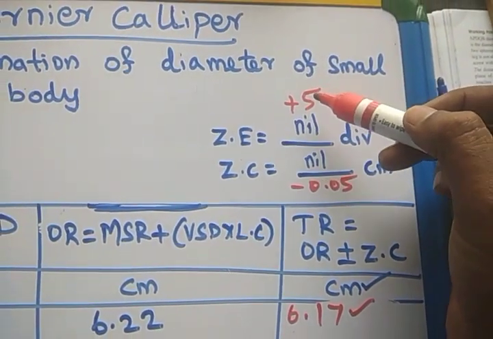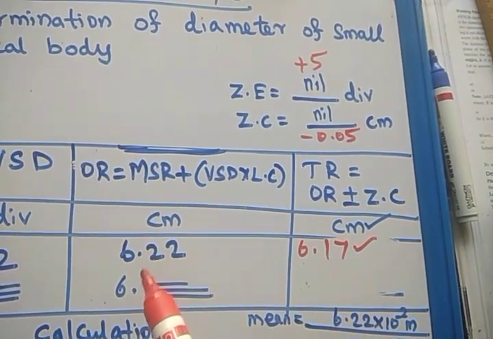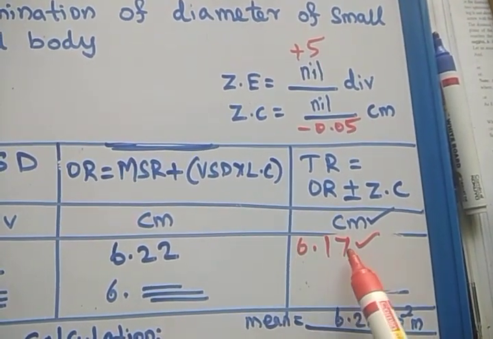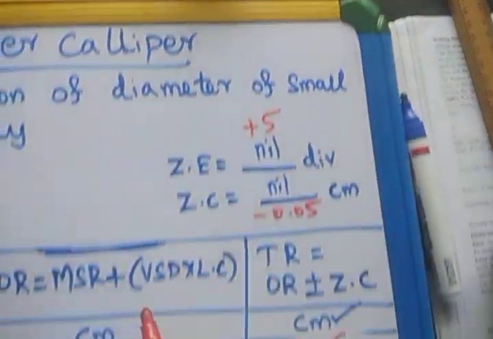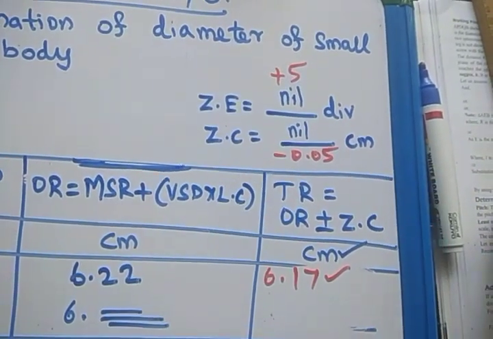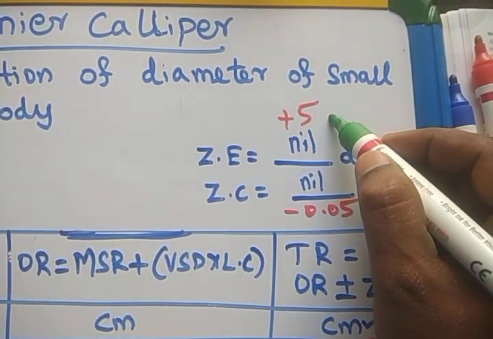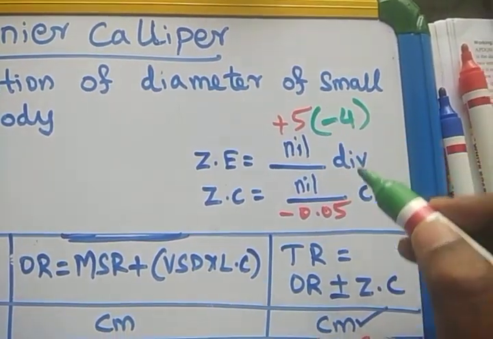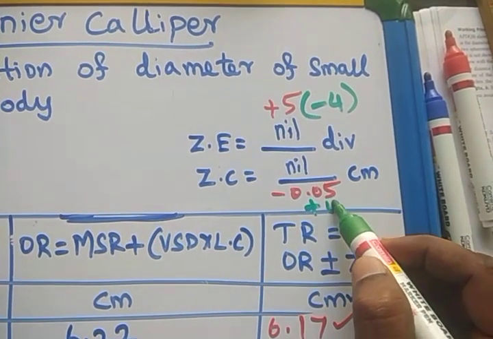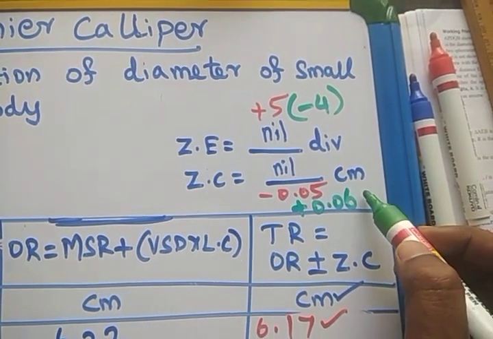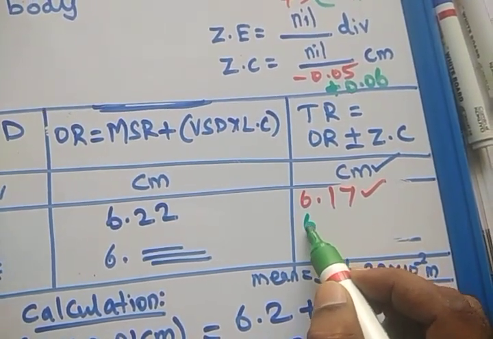So this is a positive error. If a positive error comes like this, the total reading will be like this. What you measured is greater than the actual value, but the actual value is 6.17. But this vernier caliper will measure 6.22 if it has a positive error of plus 5. If the error is minus 4, as you are seeing in the example, then minus 4 means here we will get plus 0.06. Watch the previous video very clearly. So then what we have to do? The answer is 6 point.